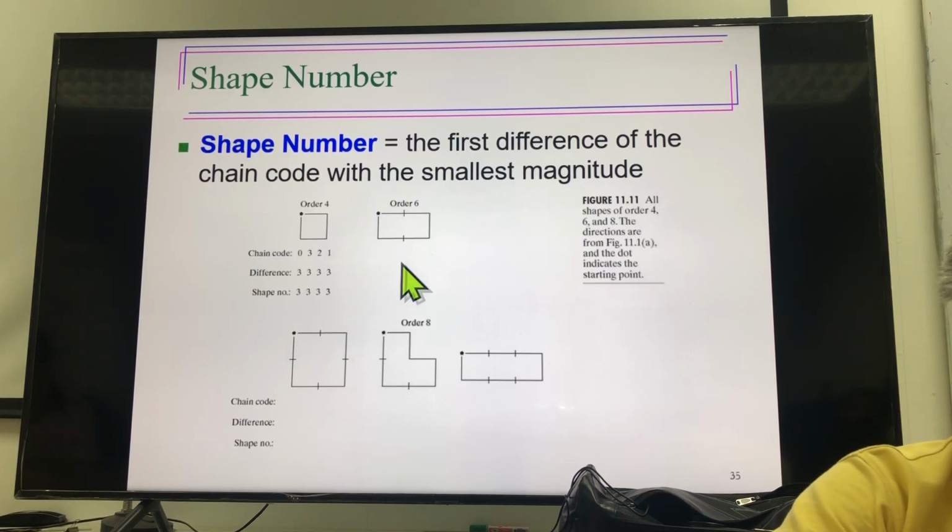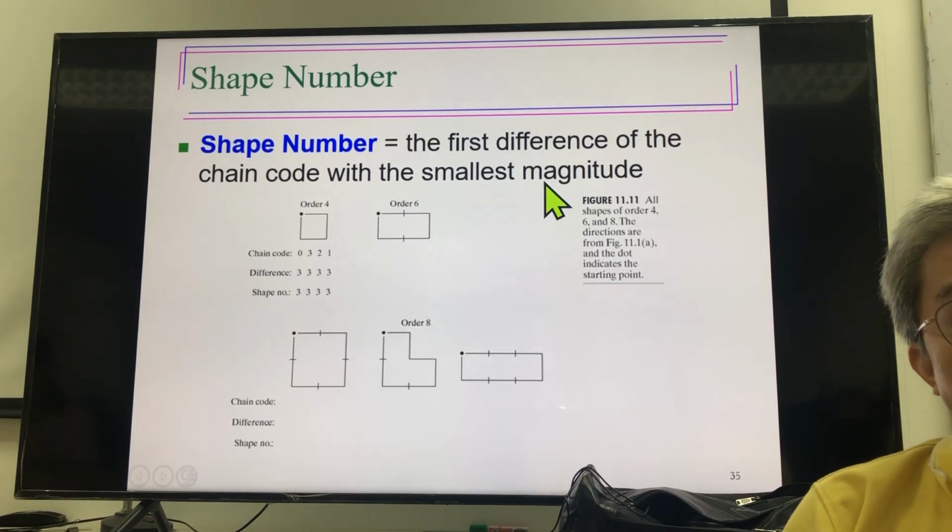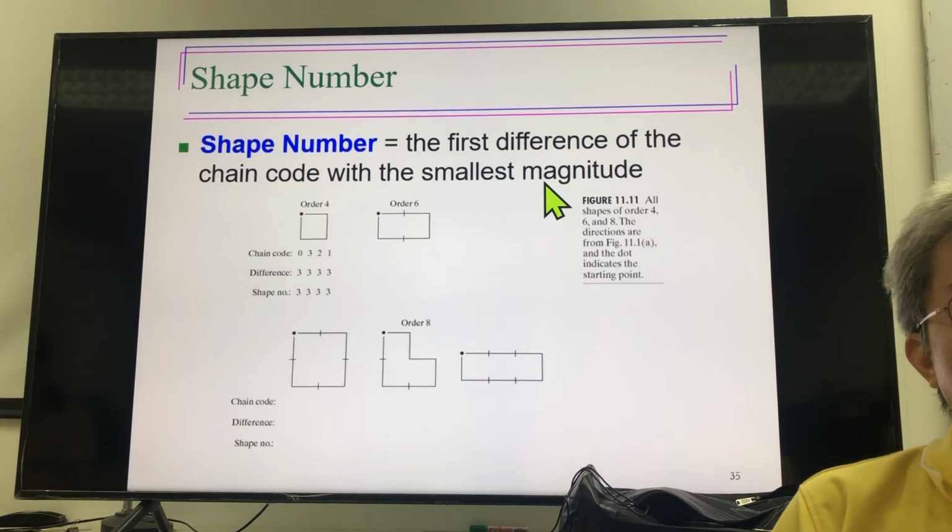How about this one? Go ahead and fill in. Find the shape number of this object.